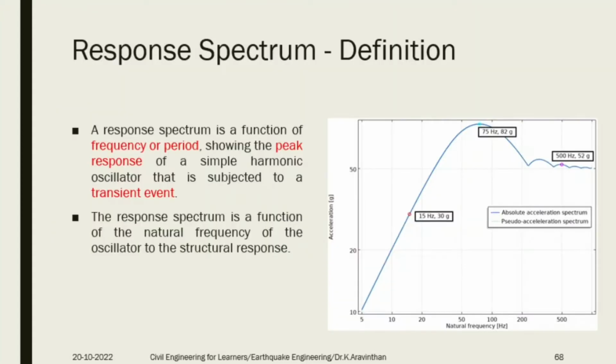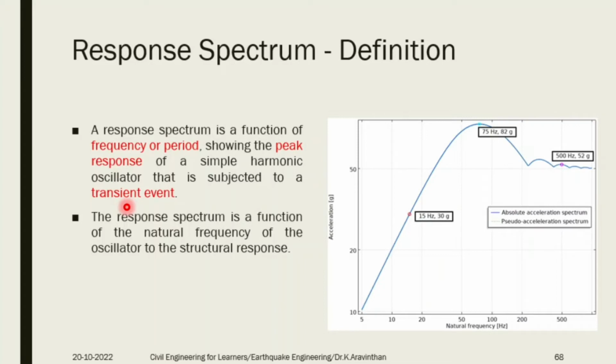Response spectrum is a graph. In a graph, you have 2 axes. What are they? X and Y axis. The X axis should be frequency or period. Your Y axis is the response of your structure. You have the response spectrum graph here. A response spectrum is a function of frequency or time period showing the peak response of a simple harmonic oscillator that is subjected to a transient event. Transient is horizontal force. What makes your building move horizontally? Earthquake and wind make a structure move horizontally.